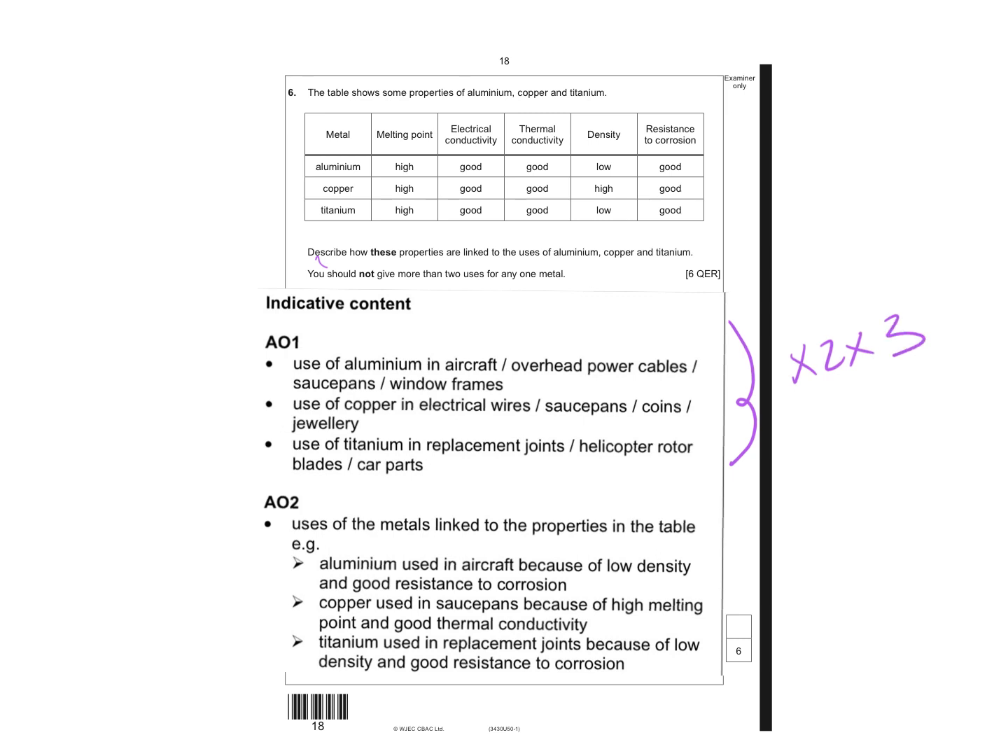But then you had to kind of link the properties. So aluminium is used in aircraft because of its low density and resistance to corrosion. You didn't even need to know that because it was in the table, as long as you could extract information from the table. Copper is used in saucepans because of its high melting point and good thermal conductivity. Titanium is used in replacement joints because of low density and good resistance to corrosion.